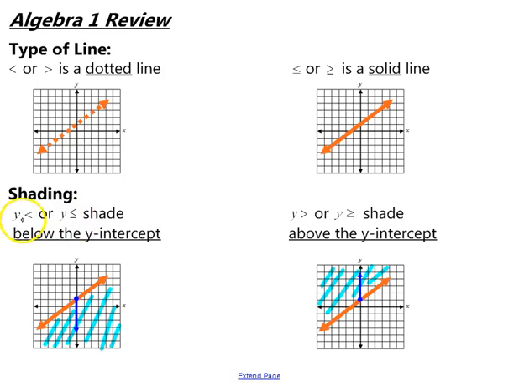shade, and it tells us since y is smaller, you want to find the y-intercept and shade everything lower than the graph. If y is greater than or y is greater than or equal to, you want to find the y-intercept, and since y is bigger, you want to shade everything above the graph.